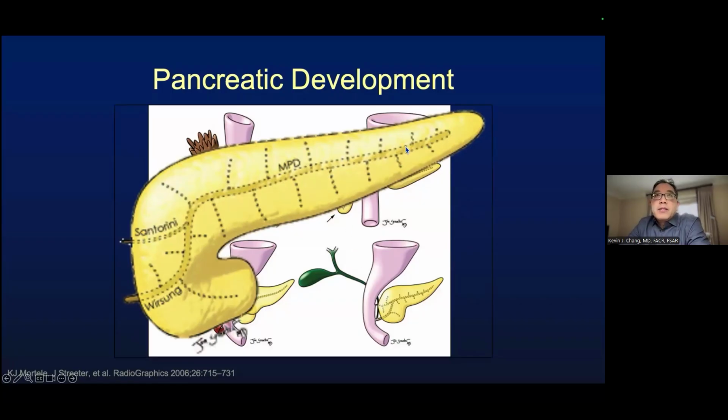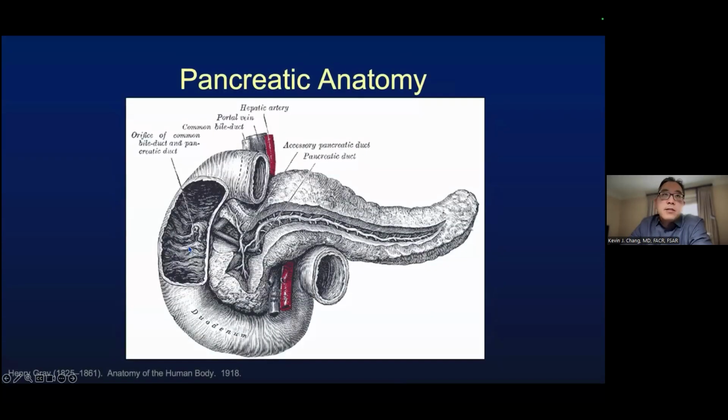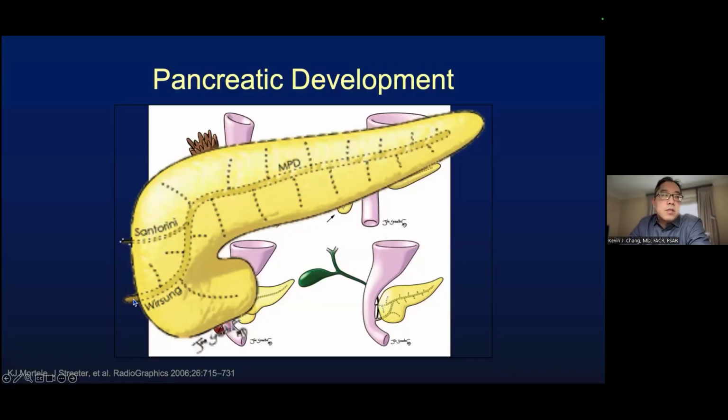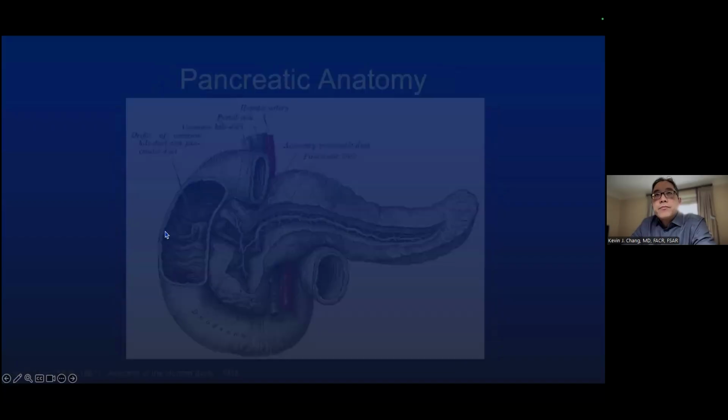And then the pancreatic duct forms. There's the main pancreatic duct in the body and the tail of the pancreas. And then usually the majority of the duct will drain as a duct of Wirsung here, towards the sphincter of Oddi in the ampulla of Vater. And then there's variable appearance of the accessory pancreatic duct, also known as the duct of Santorini.